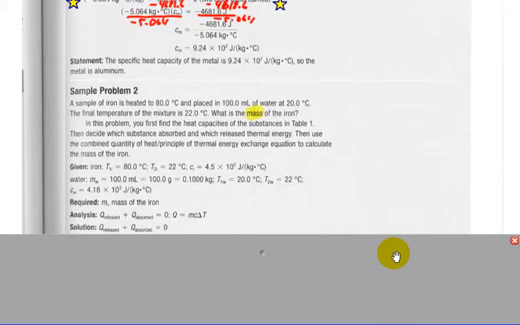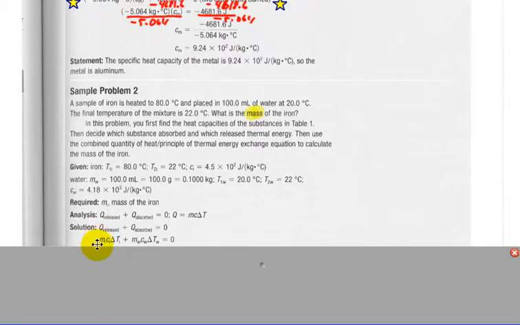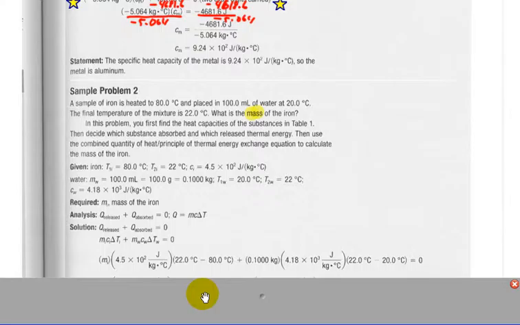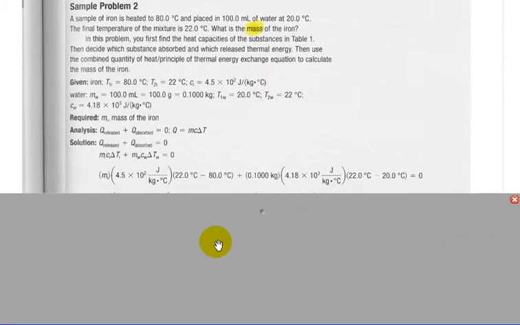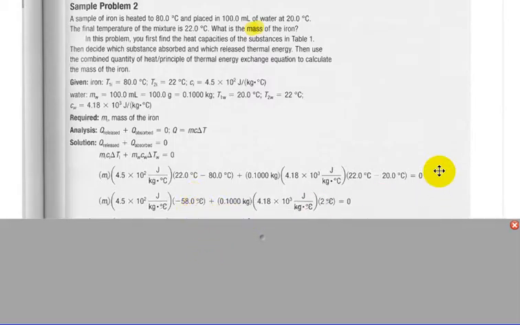So again, Q released plus Q absorbed equals 0, or represent Q as MC delta T and MC delta T. Again, I have my metal, or since I know it's iron, I use a little subscript I here, and then of course water, and then substitute everything you know. We don't know the mass of iron, but we know its specific heat capacity, the temperature change, the water mass, the specific heat capacity of water, and the temperature change. So we know all the information, so we can take 22 minus 80, we get negative 58. 22 minus 20, we get 2.